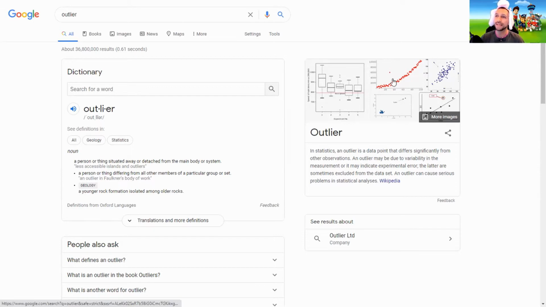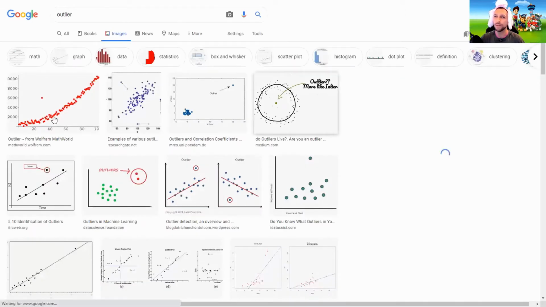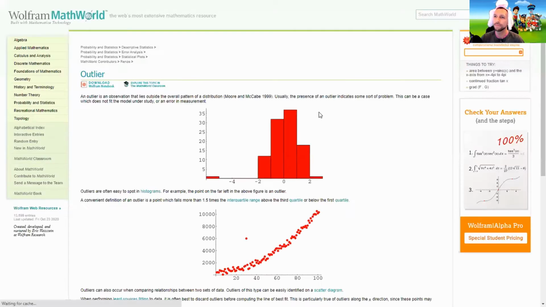So statistically, an outlier looks like this little guy right here. Something that's far away from the rest of the data. Or this little guy right here. It's a data point that doesn't fit with the trend of the rest of the data. But what does an outlier look like in real life? Well, maybe that'll help us understand what an outlier is and how to identify one in mathematics.